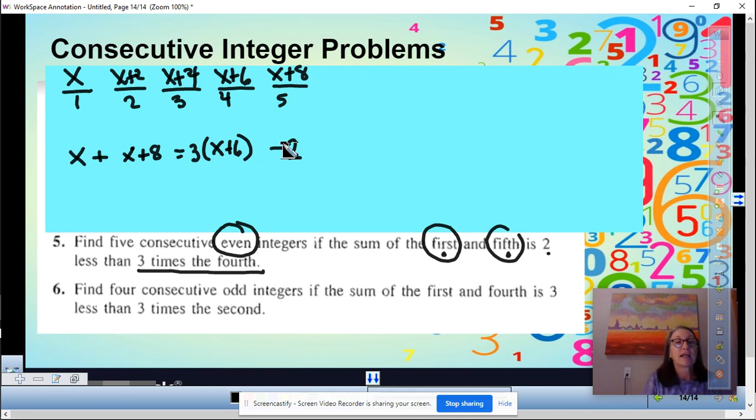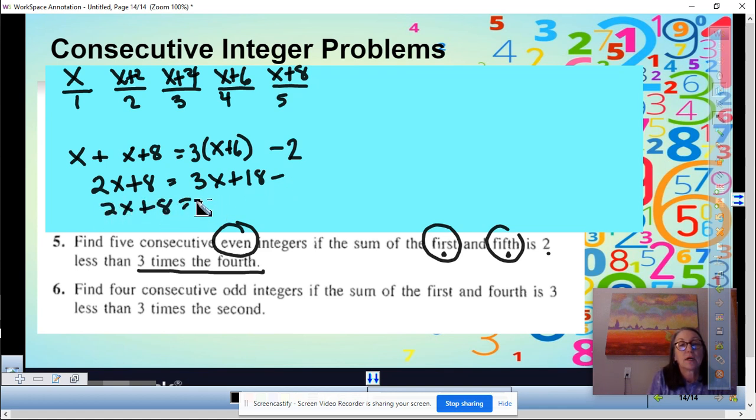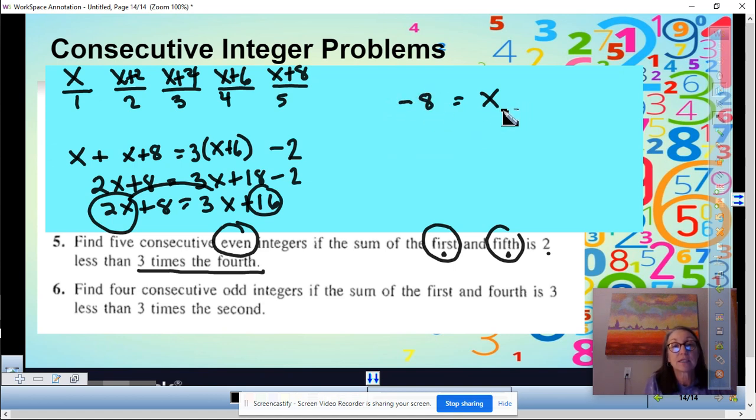In solving this one, I'm going to combine my like terms on this side. I'm going to distribute on this side. I'll end up with 3x plus 16. I'm going to bring this 2 over here. I've run out of room, so I'm coming up here. So the negative 2 goes here, so I end up with x on this side, because that goes over there. The 16 goes over there, so it's going to be negative 8. So my first number is negative 8.